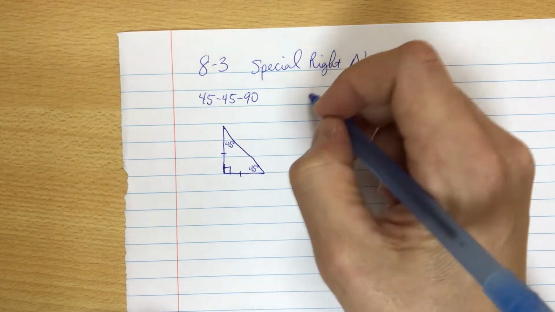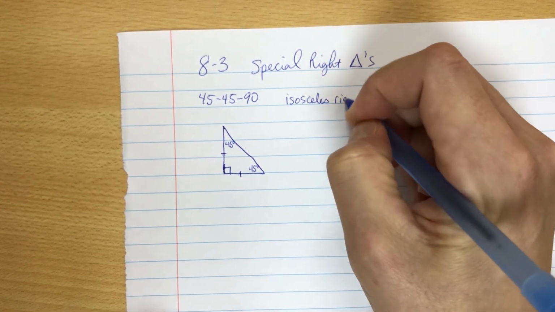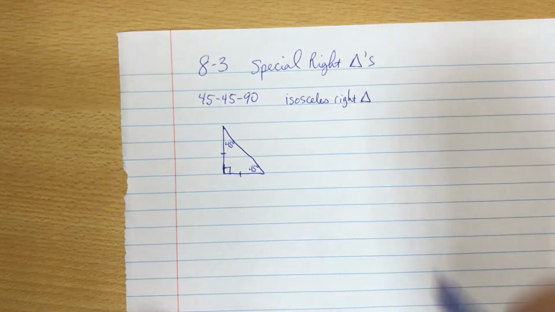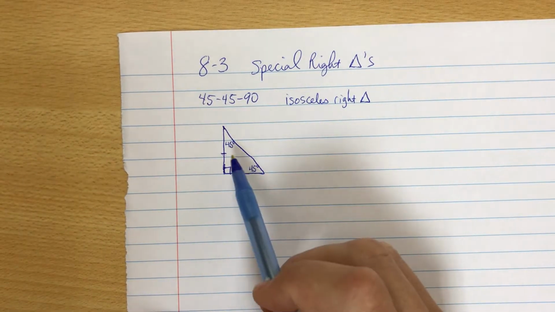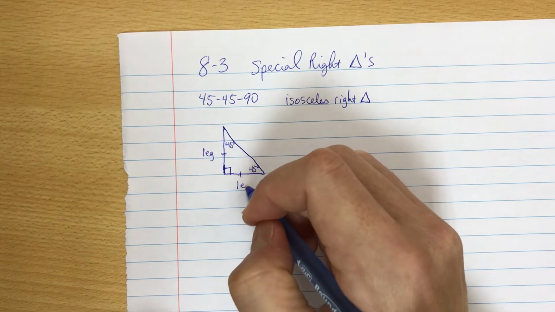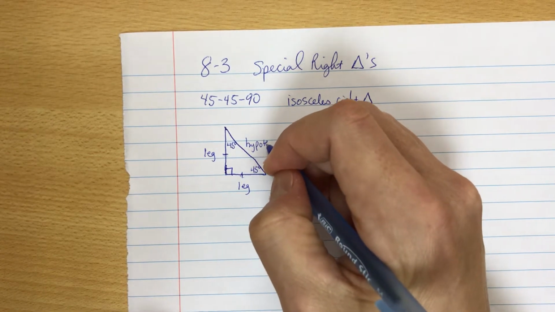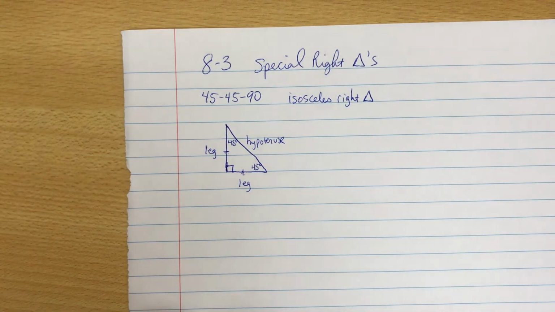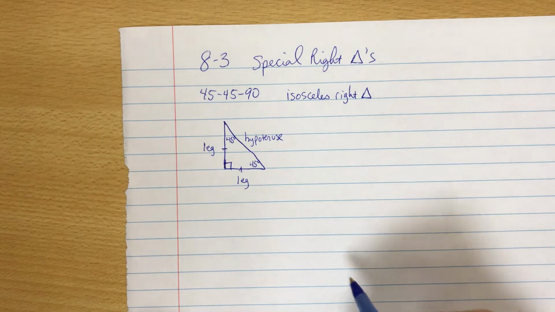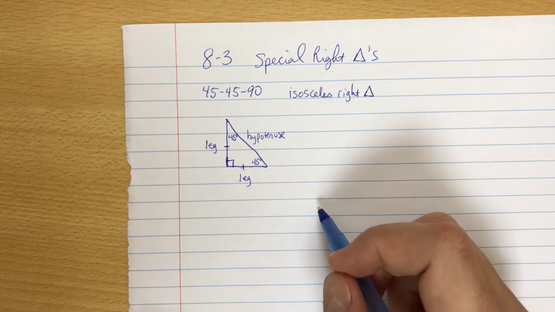You could call this an isosceles right triangle. It is an isosceles right triangle. So these sides are congruent. Those are the legs. The legs are equal in length, and then the hypotenuse is, of course, the longest side. Now something's going to happen to the measures of the sides in an isosceles right triangle.